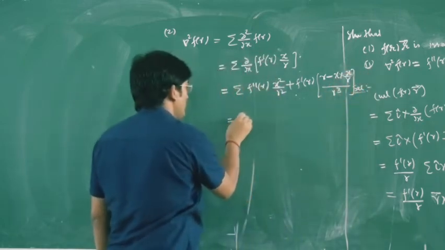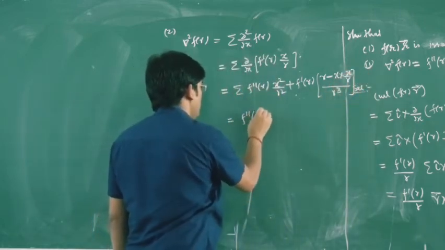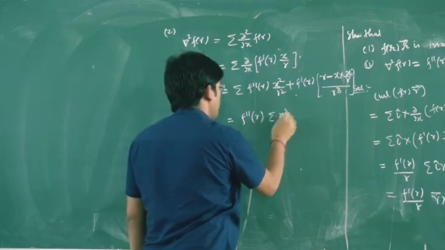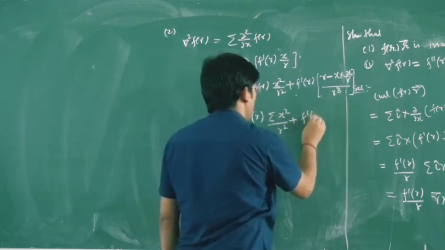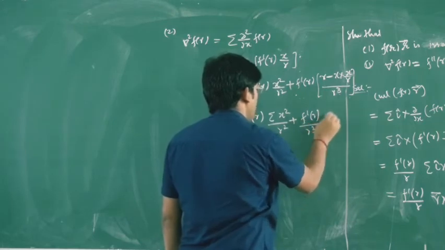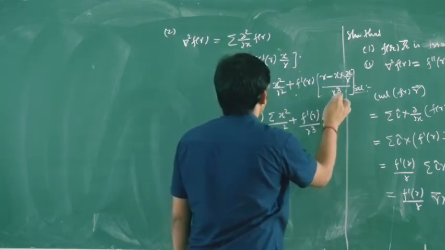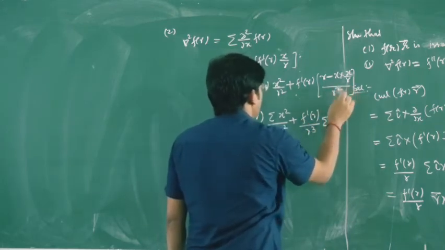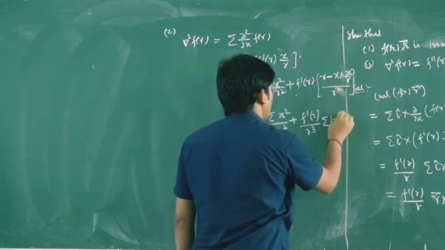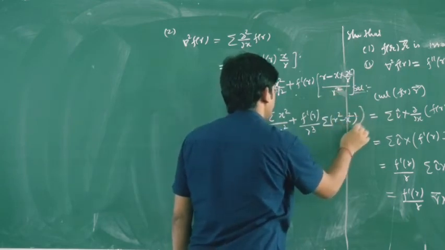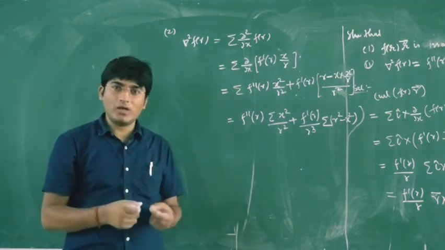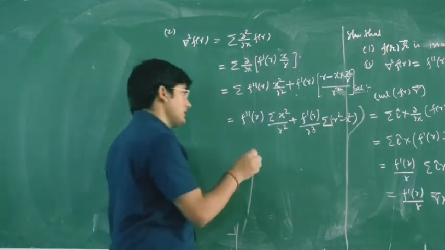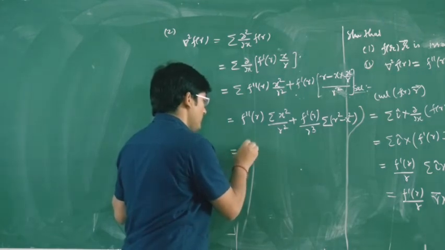So this is equal to f''(r) times summation x² upon r², then here we have f'(r) upon r³. Now in the bracket, this will be of r², and in the bracket we will have r² minus x². Now your summation x² will be x² plus y² plus z², which is again your r², so this will be your f''(r).